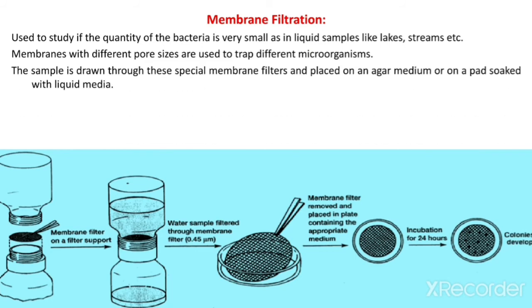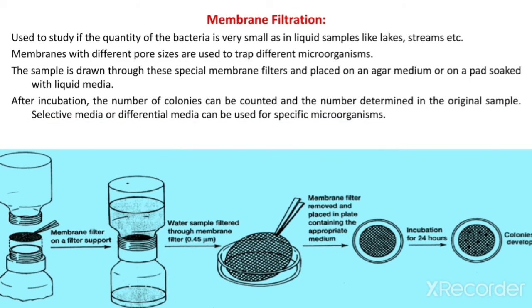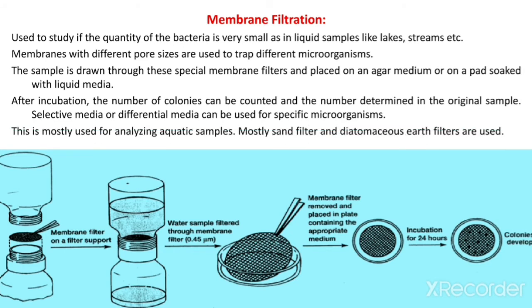The sample is drawn through these special membrane filters and placed on an agar medium or on a pad soaked with liquid medium. After incubation, the number of colonies can be counted and the number determined in the original sample. Selective media or differential media can be used for specific microorganisms. This is mostly used for analyzing aquatic samples. Mostly sand filters and diatomaceous earth filters are used.